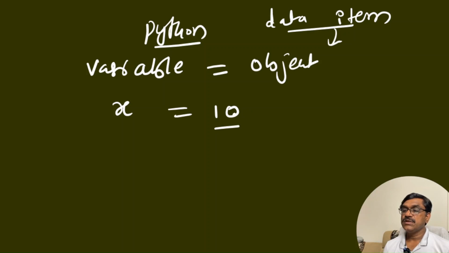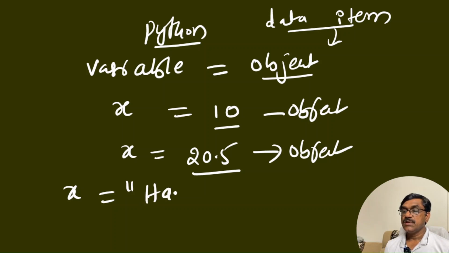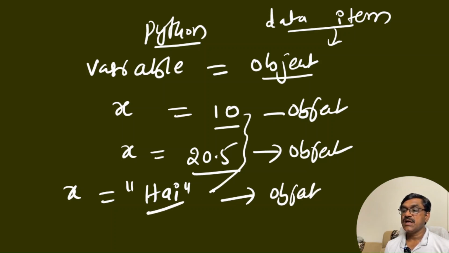Here we have thought that 10 is an integer. Instead of saying an integer, it is better to say it is an object. This is the broad sense. If you take the variable x equals 20.5, here again 20.5 is an object. If you use x equals a string like this, now this is also an object. All these three data items come under an object.